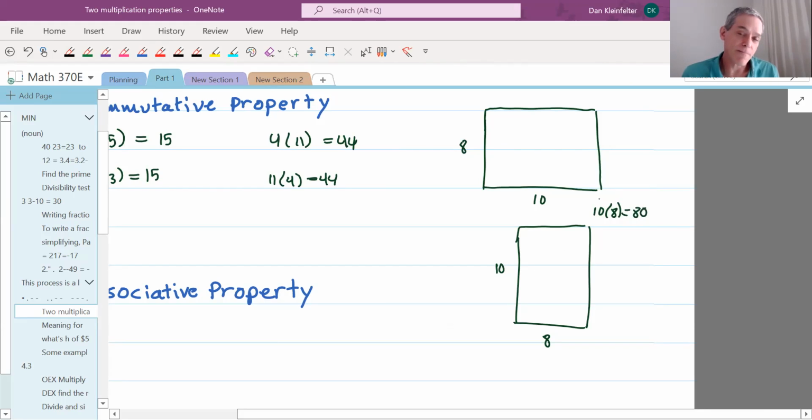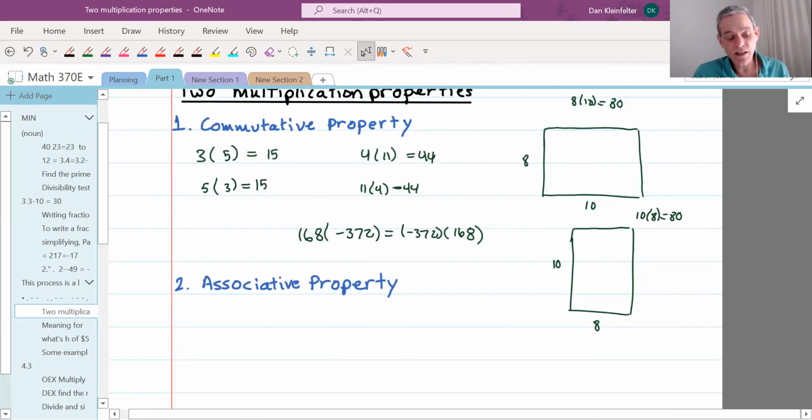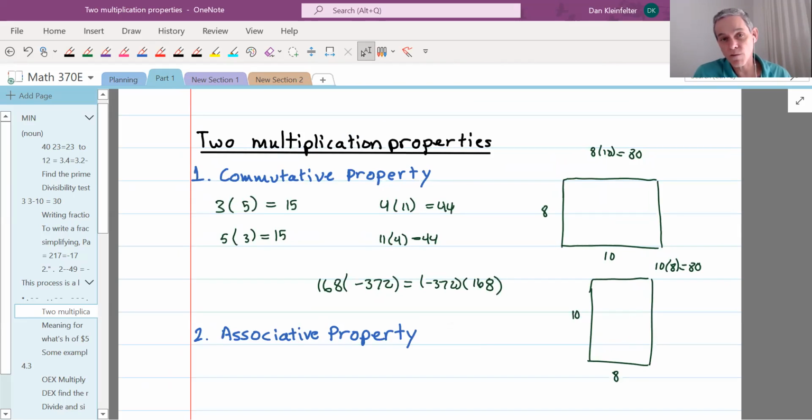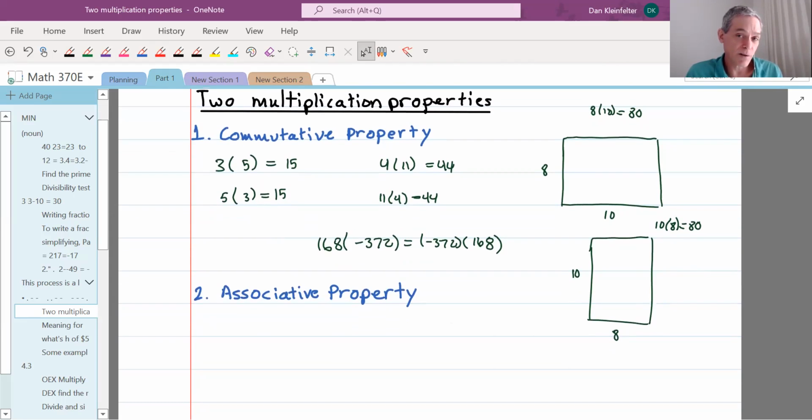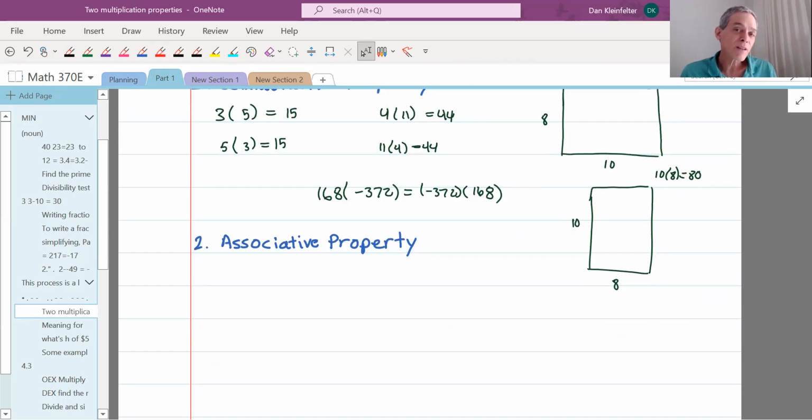That's the commutative property. It says it doesn't matter what order you multiply 2 numbers in, you're going to get the same answer. 168 times negative 372. I'm not sure what that is, but whatever it is, it's the same as negative 372 times 168. A way to remember the name of it is if you commute to school or commute to work, that means you drive there and drive back again. You go both directions. That's how multiplication works. You can go both directions and get the same answer.